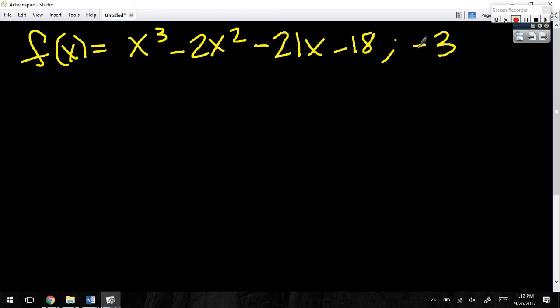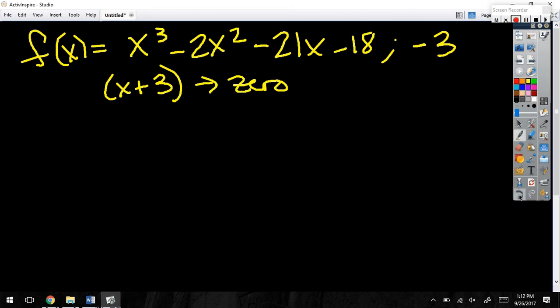Well, let's think about it. If -3 is a zero, then what is one of my factors? X plus 3. So you're going to divide by it. Oh, I didn't mean to put zero, I meant to put factor. Oh, you're talking about that -3?